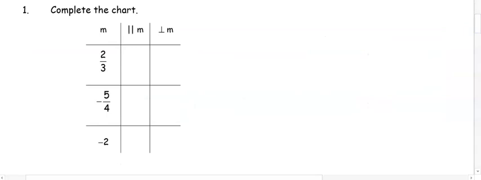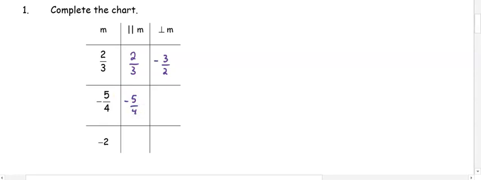So let's complete the chart of our slopes. We have slopes that we are given, and we want to find the parallel and the perpendicular slope. Remember that parallel slopes are going to be the same. So if the slope is 2/3, our parallel slope is also 2/3. Our perpendicular slope is the opposite reciprocal. Because it's positive, the perpendicular slope is negative, and then we flip our fraction, so the numerator and denominator switch. So we have -3/2. If our slope is -5/4, our parallel slope is also -5/4.